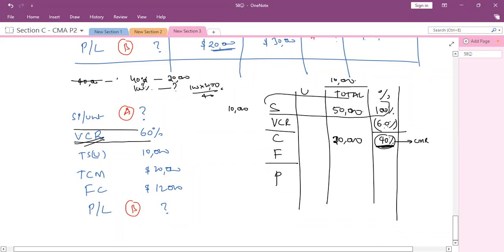Then divide to get the selling price you want, no? We know units into selling price is equal to total sales. Units are given, 10,000. Selling price we don't know. Total sales we just calculated, 50,000. So selling price is equal to 50,000 divided by 10,000. How much? 5. Fine. Is this clear?